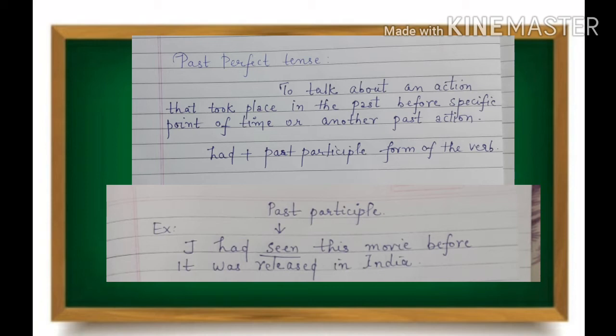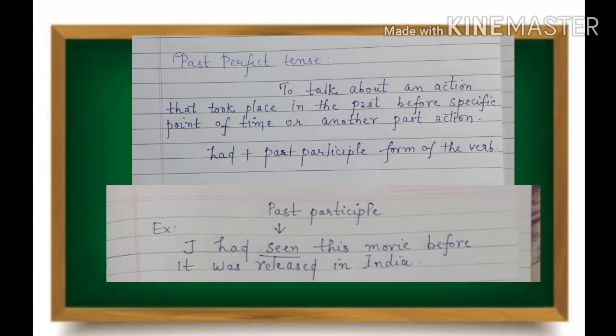So let's see what is past perfect tense. Past perfect tense will talk about an action that took place in the past before a specific point of time or another past action. What is that? Yes, this is an action that took place in the past before a specific point of time or another past action. I will show you an example, then you will understand.